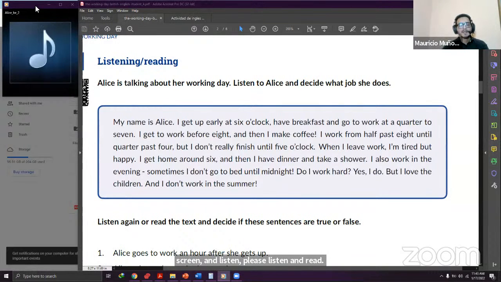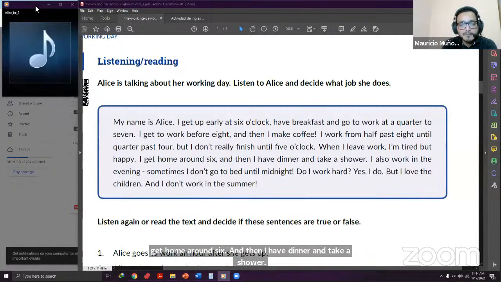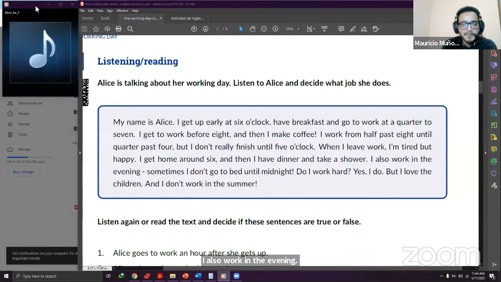My name is Alice. I get up early at 6 o'clock, have breakfast, and go to work at 6:45. I get to work before 8, and then I make coffee. I work from 8:30 until 4:15, but I don't really finish until 5 o'clock. When I leave work, I'm tired but happy. I get home around 6 and then I have dinner and take a shower. I also work in the evening. Sometimes I don't go to bed until midnight. Do I work hard? Yes, I do, but I love the children and I don't work in the summer.